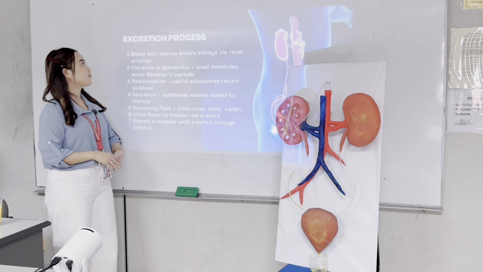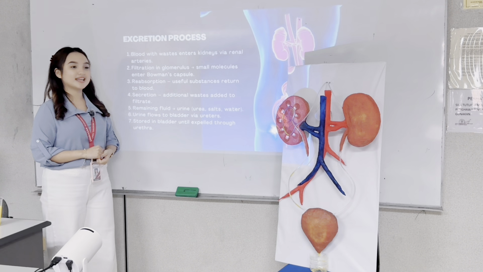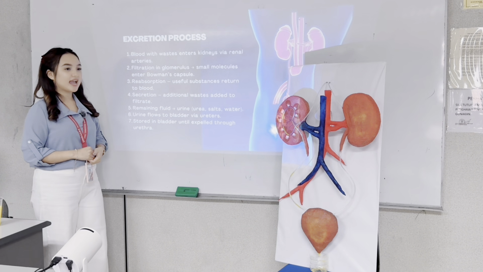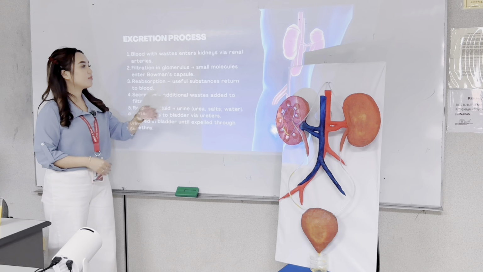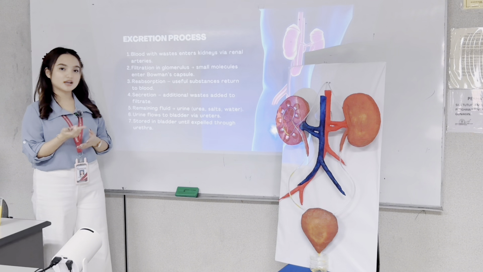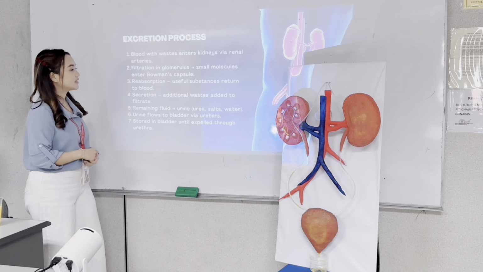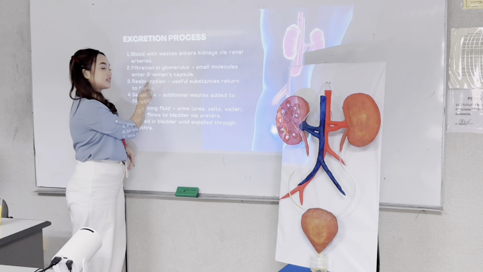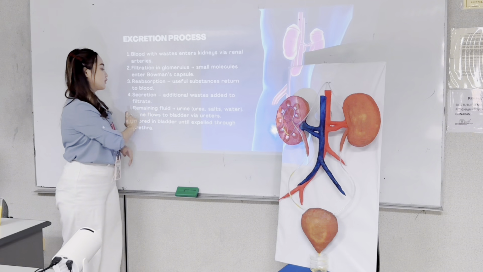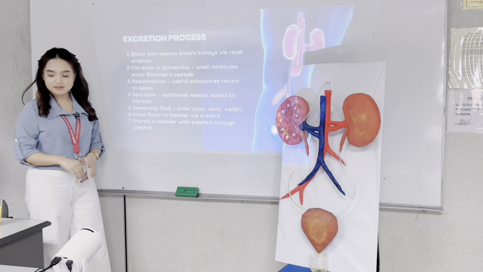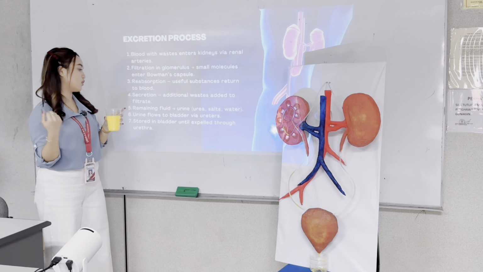So guys, now we proceed to the excretion process. The excretion process starts with blood with waste entering the kidney via the renal arteries. Inside the kidney, filtration happens in the glomerulus. Small molecules like urea, salt, and water enter the Bowman's capsule. And the third one is reabsorption, where useful substances return to the blood, and at the same time, secretion adds additional waste to the filtrate. And the remaining fluid is urine, and it contains urea, salt, and water.